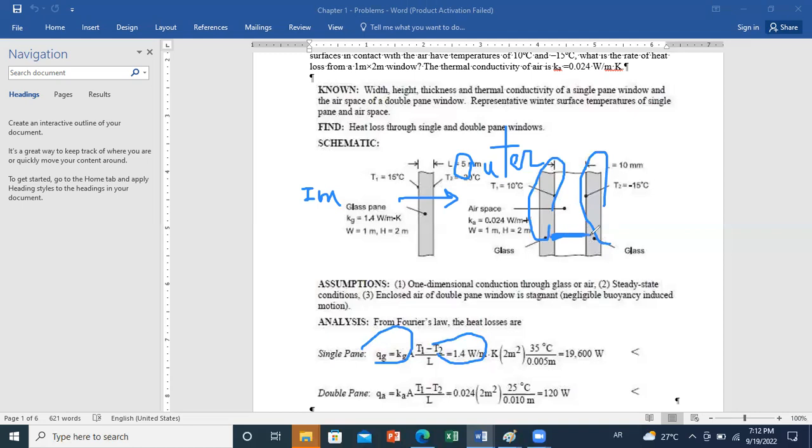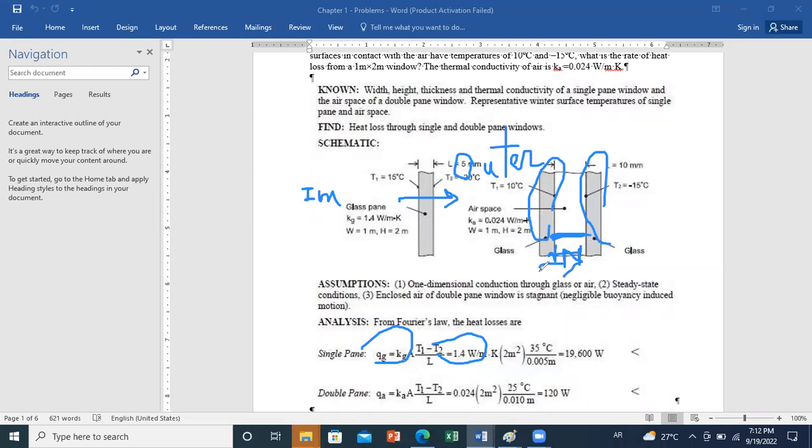But in the course material, you will see that this air layer thickness should be optimized, because if you have a relatively small thickness, the dominant mode of heat transfer through the air layer will be conduction. And this is good because air is a good insulator. The conduction is small.